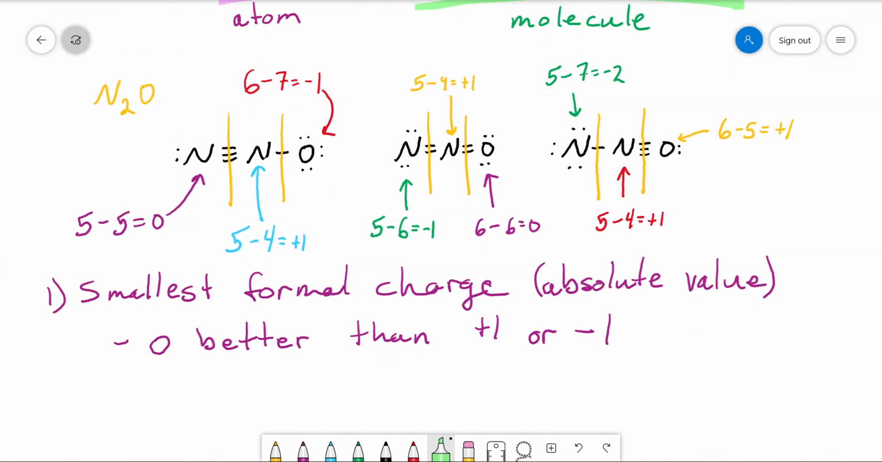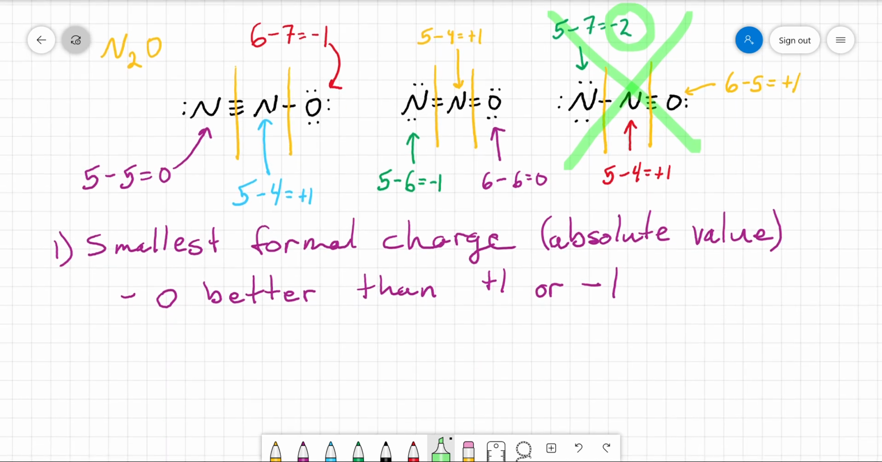Okay, so if we look at this first Lewis structure, we have 0, plus 1, negative, minus 1, minus 1, plus 1, 0. Okay, so those are kind of the same. We have zeros, we have plus 1s, we have minus 1s. This one here, we have a negative 2. Okay, so I know immediately because of that negative 2, this is not the right structure. Okay, so when you see a larger magnitude formal charge, you can immediately dismiss it.